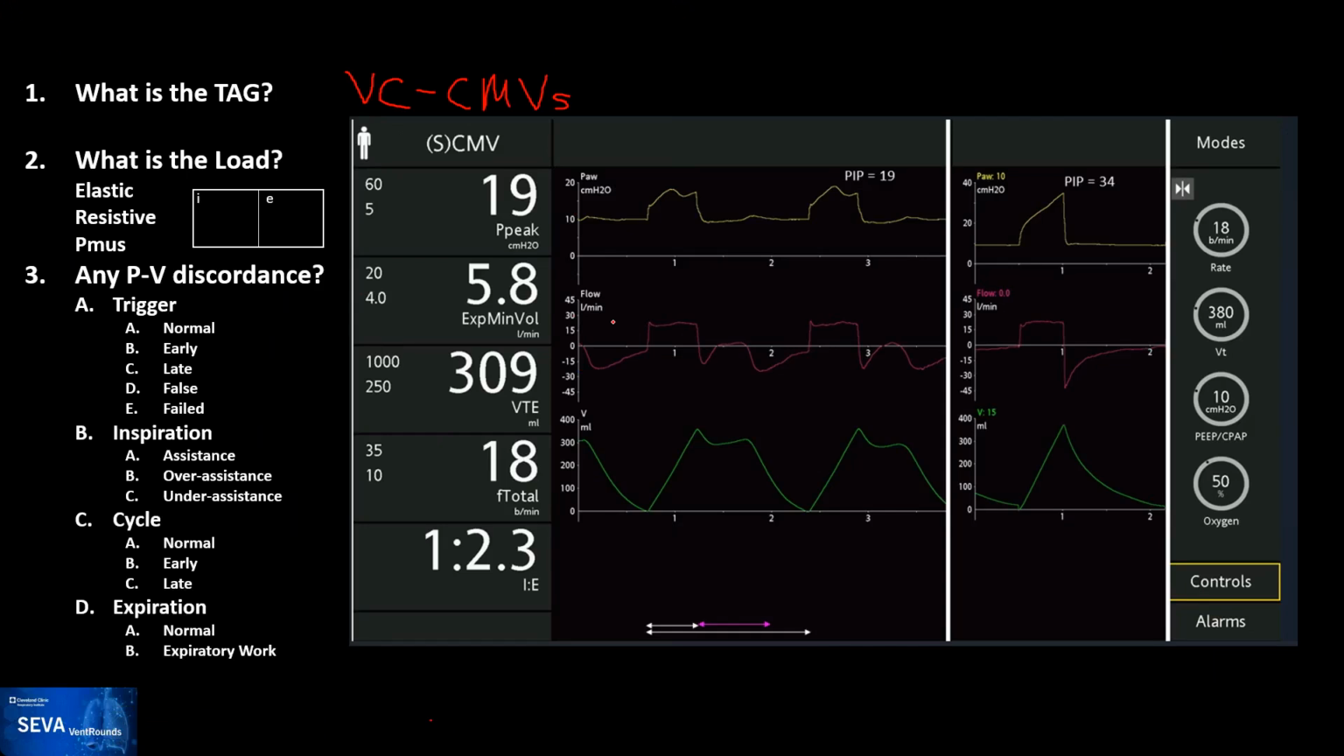So now I don't know if anybody wants to describe what's the load. Remember, it's going to be elastic, resistive, or P-mask. Let's start with inspiration first. Here's the inspiratory time here. What's going on here? Lee very well pointed out that there is P-mask.